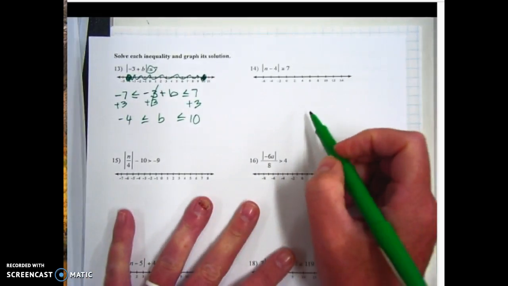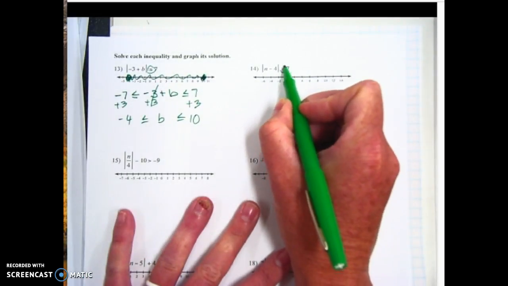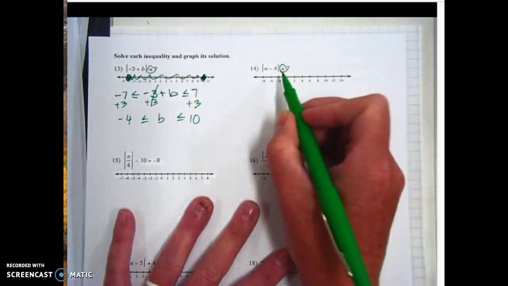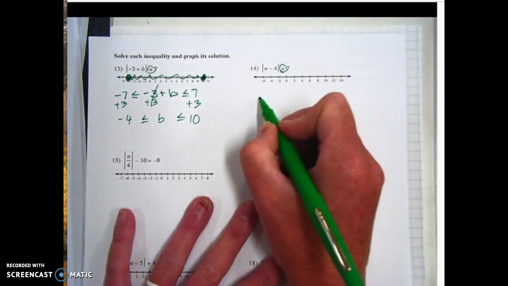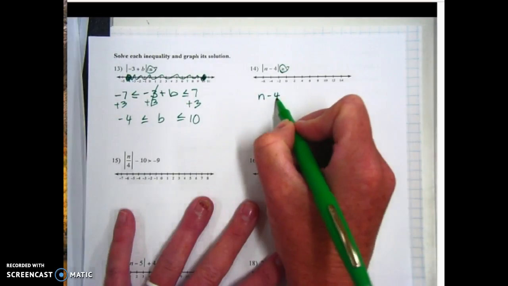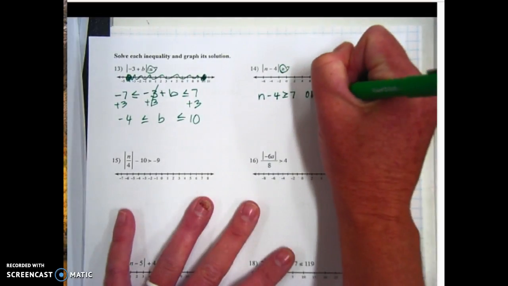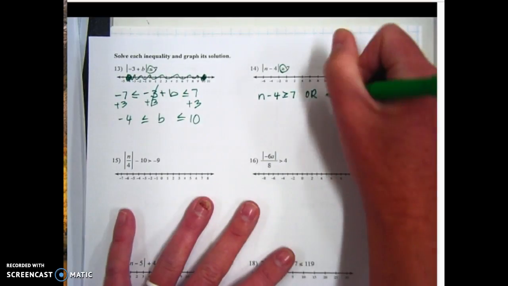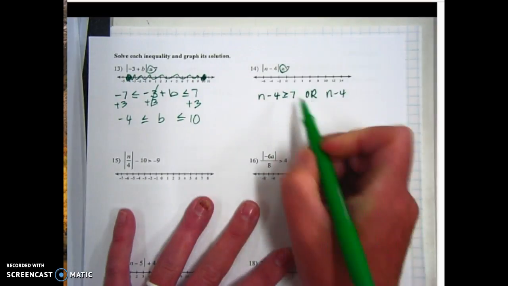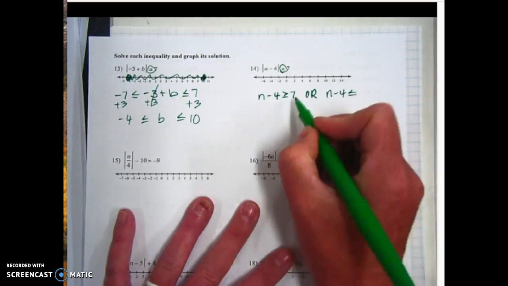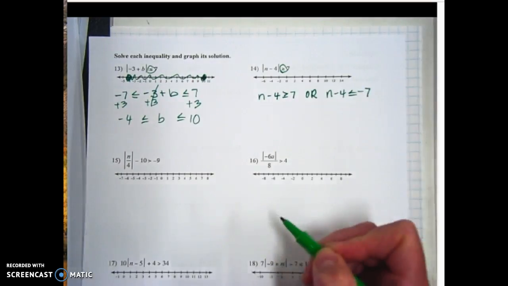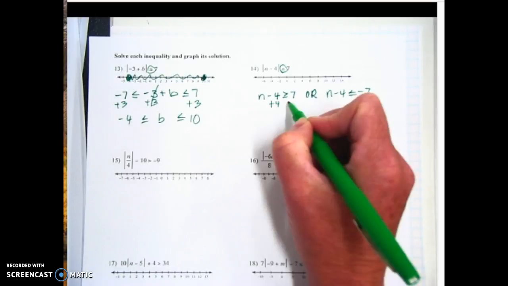Number 14. Because of the greater than or equal to symbol, we're going to write 2 separate inequalities. The first one is the exact same inequality without the absolute value bars. Then you write the or. Then you switch 2 things. So you're going to say n minus 4, reverse that to less than or equal to, and change that to -7. Then we want to add 4 to both sides of the inequality.